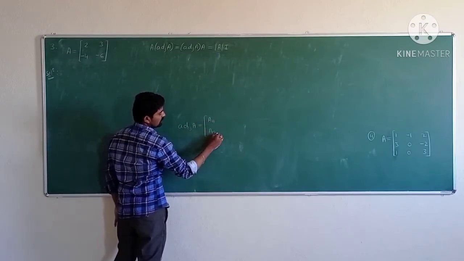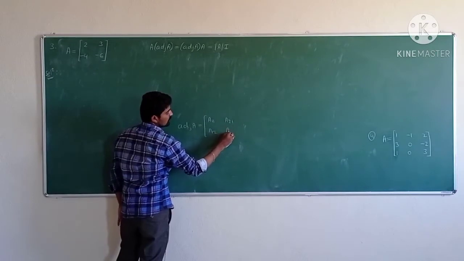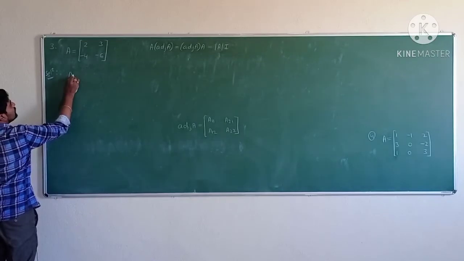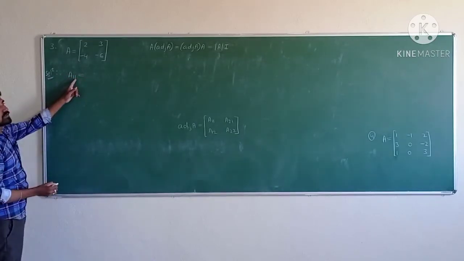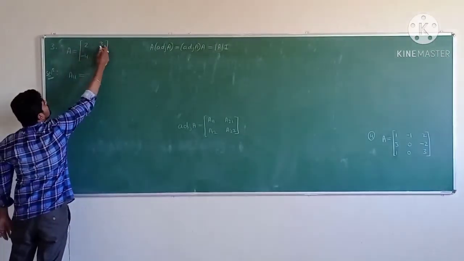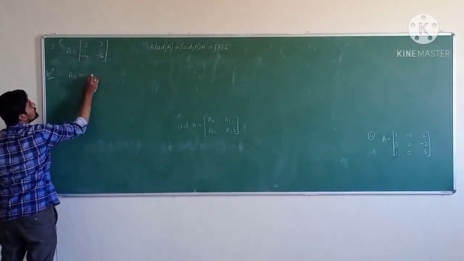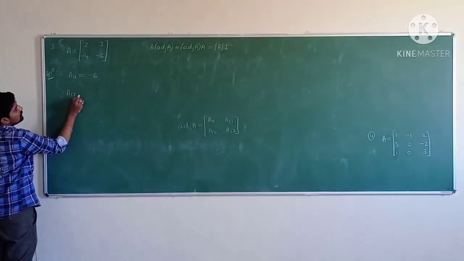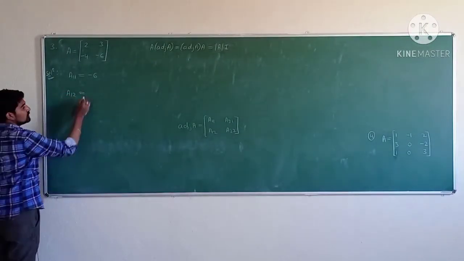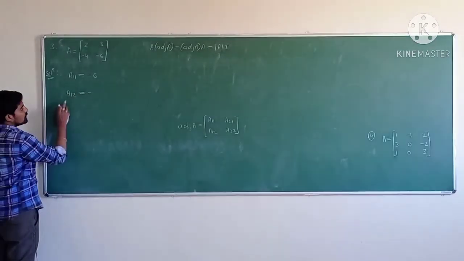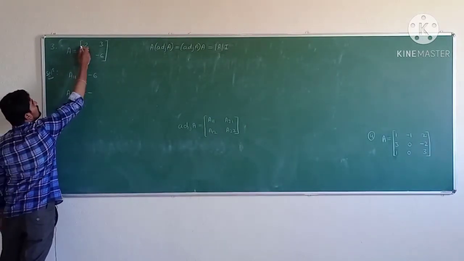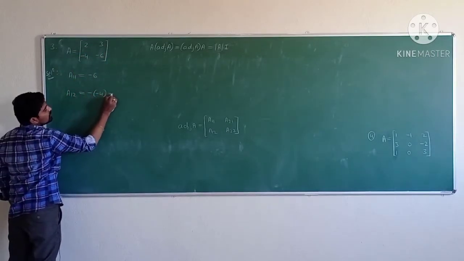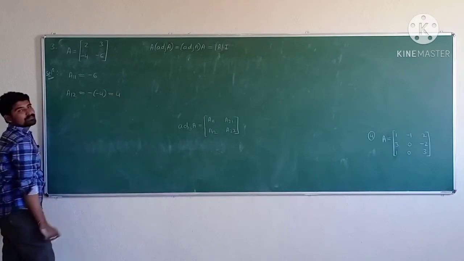A11, A12, A21 and A22. So the value of A11 is obtained by deleting the first row first column. After deleting this first row first column, remaining element is minus 6. And next A12, 1 plus 2 is odd, therefore multiplied by minus, and A12 is obtained by deleting the first row second column. After deleting this first row second column, remaining element is minus 2. Minus into minus 4 is plus 4.